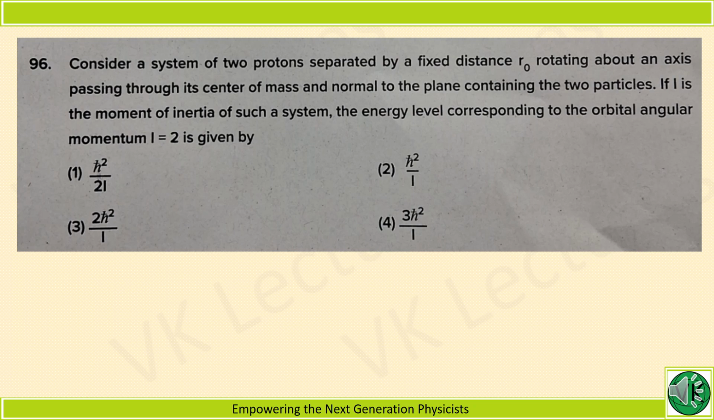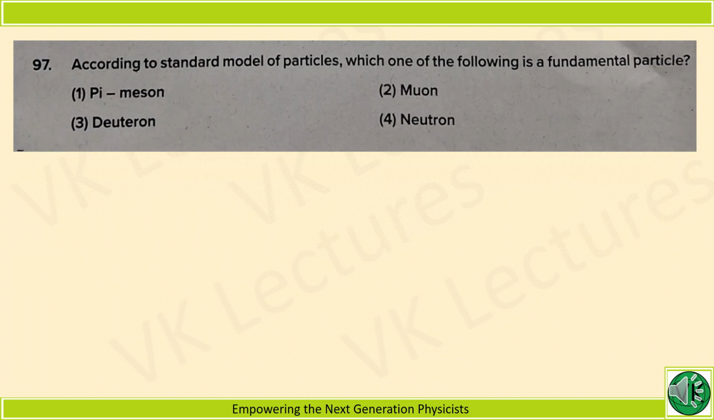Consider a system of two protons separated by a fixed distance r naught rotating about an axis passing through its center of mass and normal to the plane containing the two particles. If I is the moment of inertia of such a system, then the energy level corresponding to the orbital angular momentum l equal to 2 is option 4, 3 h cross square by I.